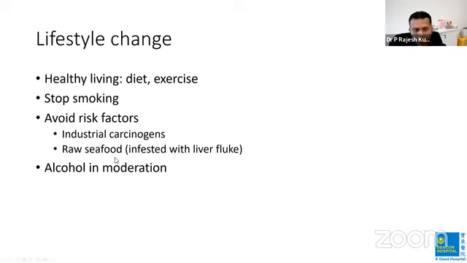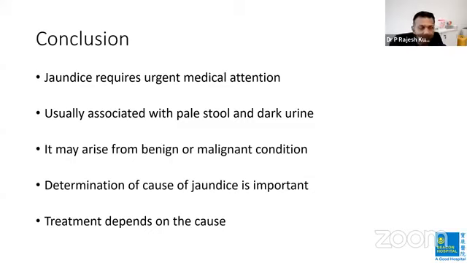And in some parts of the world, like northern Thailand, they like to eat a lot of raw seafood that has this parasite called liver fluke that is known to cause bile duct cancer. So you have to be careful when you're in these areas. All right, so with that, my second last slide, the conclusion. Jaundice requires urgent medical attention. It's usually associated with pale stool and dark urine. It may come from benign or malignant conditions. To determine the cause is important so that we can treat the underlying cause and solve the problem.